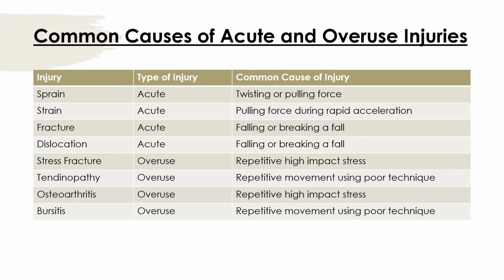Stress fracture is an overuse injury and is caused by repetitive high-impact stress. Tendinopathy, an overuse injury, is caused by the repetitive movement using poor technique. Osteoarthritis is an overuse injury caused by repetitive high-impact stress. And bursitis is an overuse injury caused by the repetitive movement using poor technique.